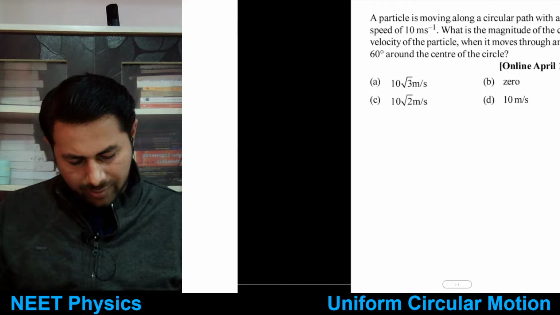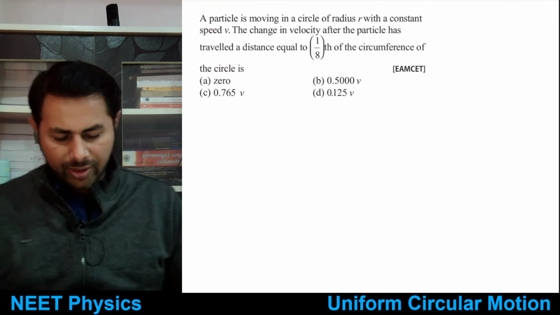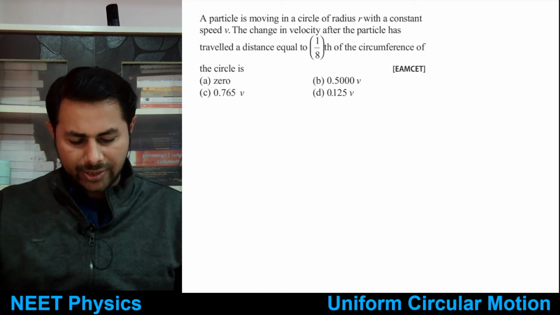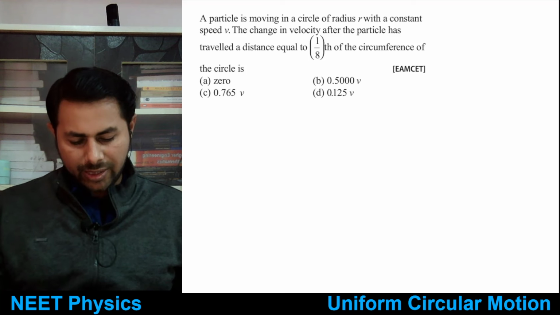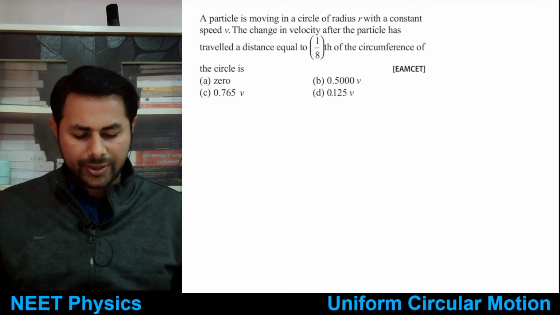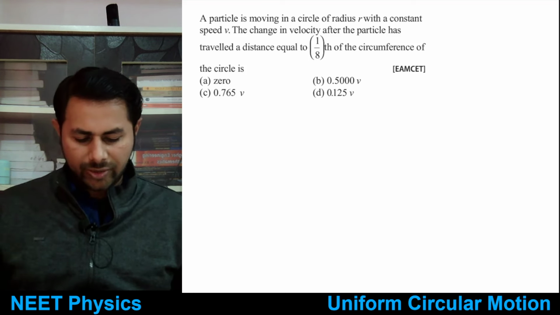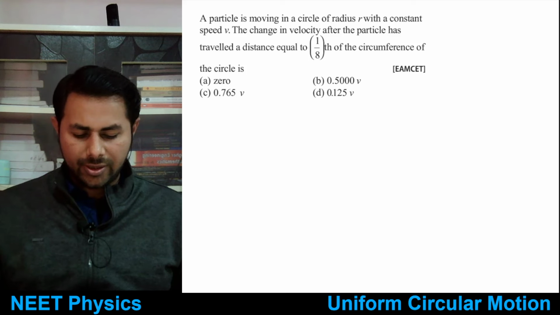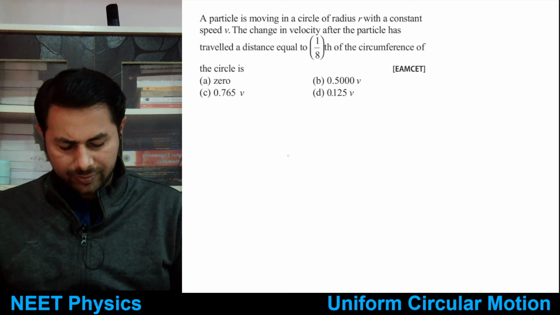Okay, let's see this one. A particle is moving in a circle of radius r with constant speed v. Find the change in velocity after the particle has travelled a distance equal to 1/8 of the circumference of the circle. Tell me, the change in velocity after the particle has travelled a distance equal to 1/8 of the circumference of the circle.